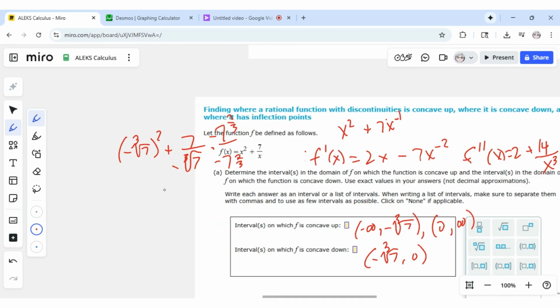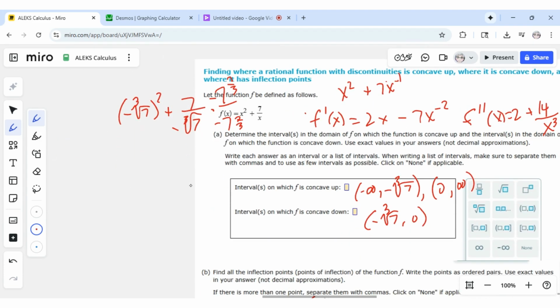What that's going to do on the bottom is just create a positive 7 down here. This is 7 to the 1/3. This is 7 to the 2/3. It becomes 7 to the 1. Up here, we're going to have a negative 7 times 7 to the 2/3. And then those 7s are going to cancel. So that's just negative 7 to the 2/3 power.